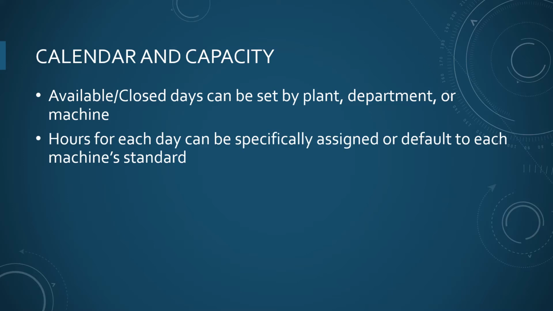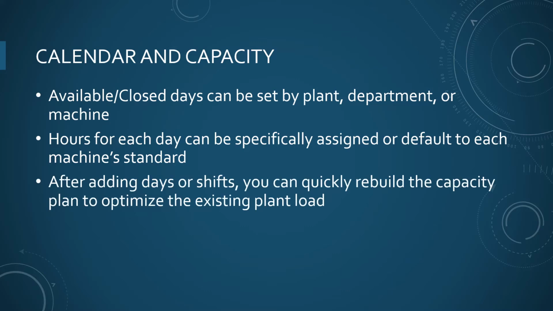And then the hours for each day can be specifically assigned or default to each machine standard, which is what we saw. So after you've opened up a Saturday or Sunday, you can very quickly rebuild the capacity plan. We had everything slotted in with Saturday and Sunday closed. We can very quickly rebuild the capacity plan to shift things to fill in days after we add them. That will have an immediate effect. It will basically compress your jobs as much as they can without changing the delivery date, to open up space for either new jobs or for jobs that were running over capacity.